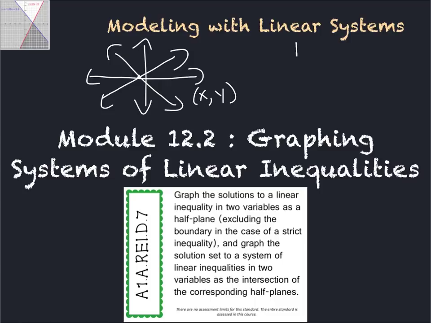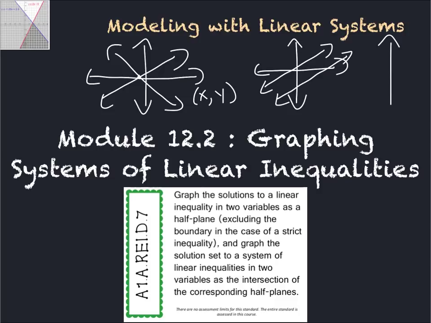Another possible solution for a linear system, a linear set of equations, would be your no solution, which would be when you have parallel lines. And the last possible solution would be an infinite amount of solutions, and that's when you have overlapping lines. So two lines that maybe overlap each other would give you an infinite amount of solutions.